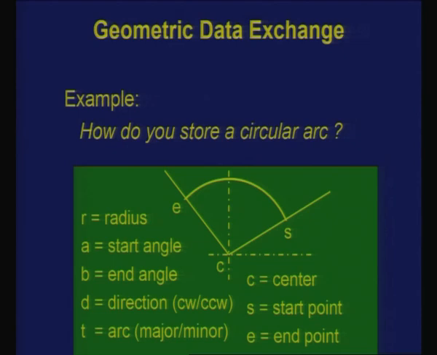There can be many ways in which parameters can be selected from a given set in order to represent the object uniquely. If this is the case, and there are two packages storing in two different formats, when the data is translated from one format to another, a conversion has to be done, because in one case you are storing a start angle and an end angle, and in another package the start point and end point are stored.